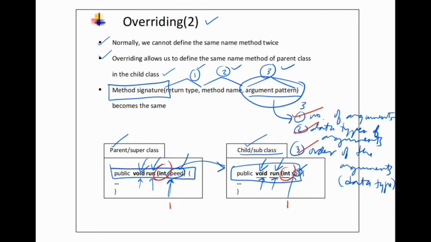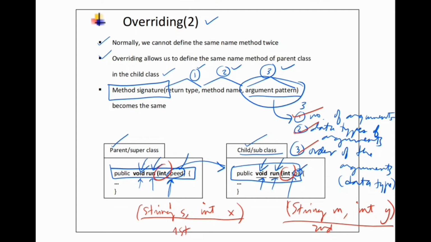In my previous example, I used this argument pattern. Say we have string s, comma, int x. This is the first argument pattern. Say this is second argument pattern. This is string m and int y. Are these two argument patterns the same? Say this is method 1 and this is method 2. Are these two the same argument patterns?